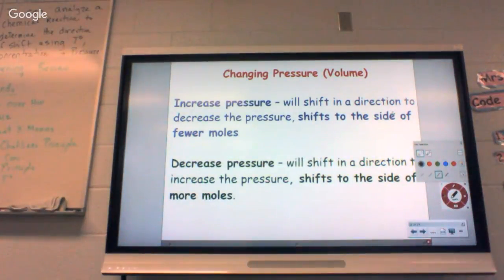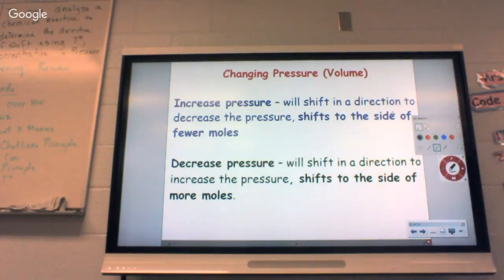If I decrease the pressure, it'll shift to the side to increase the pressure, which is the side of more moles. Remember, this is a system that's at equilibrium, and we're messing with the equilibrium. We're trying to get back to equilibrium, and this is how it goes about.